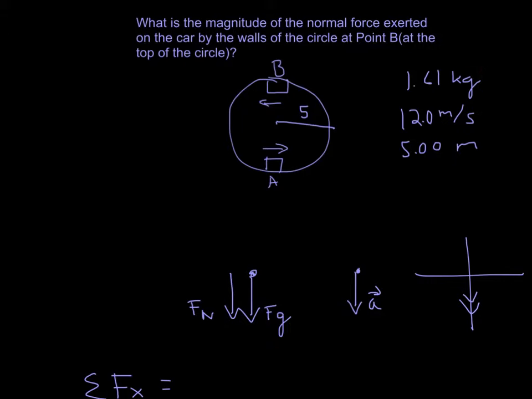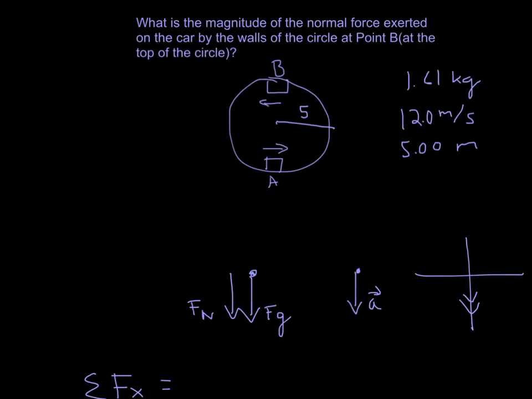So I just rewrote all the information they've given us: 1.61 kilograms, that's what the car weighs, 12 meters per second, that's the speed it's going, and 5 meters, which is the radius. For most physics problems, what you're going to do is draw a free body diagram, or just draw something in general. Here, all I drew was the actual car, and I'm pointing down for gravity, and there's another force, which is normal force, and that's also pointing down.